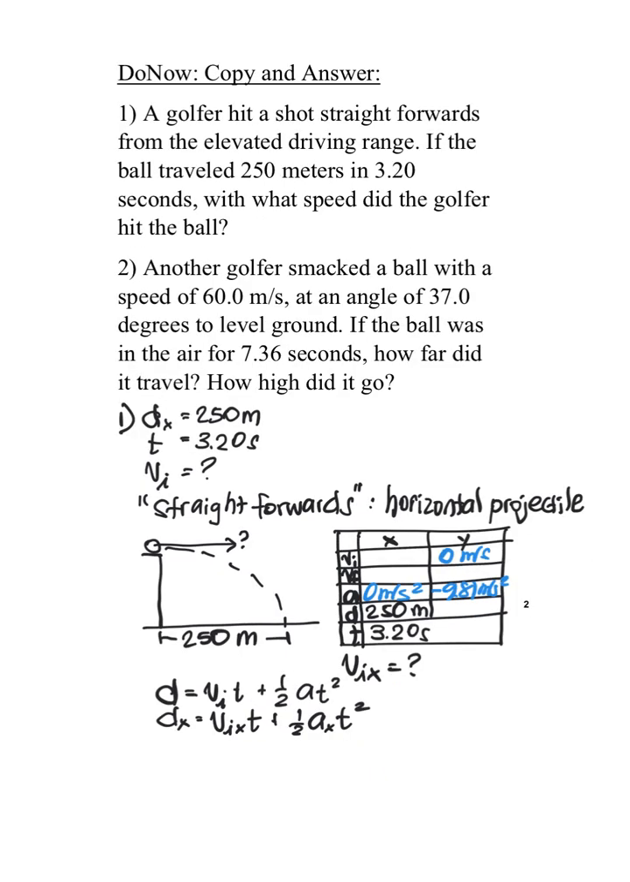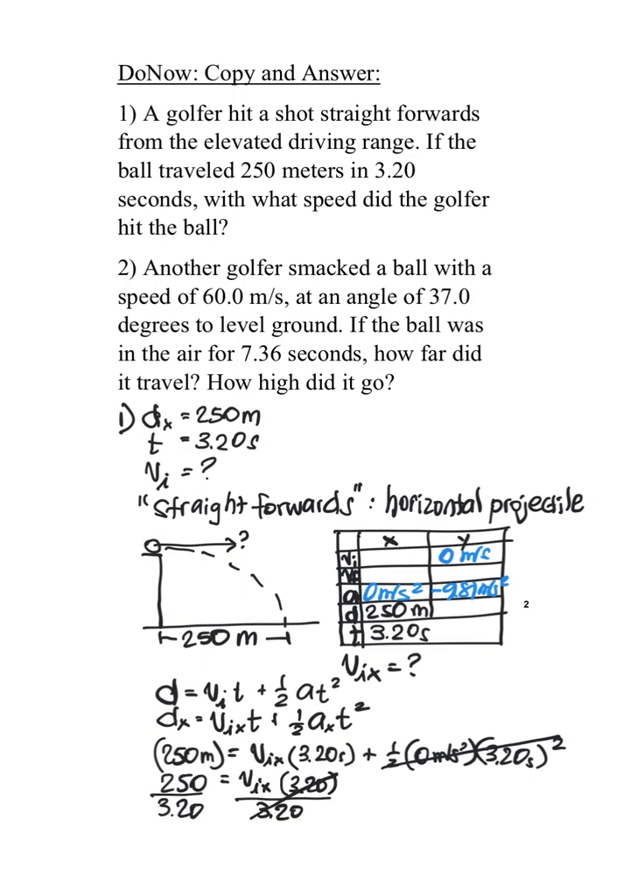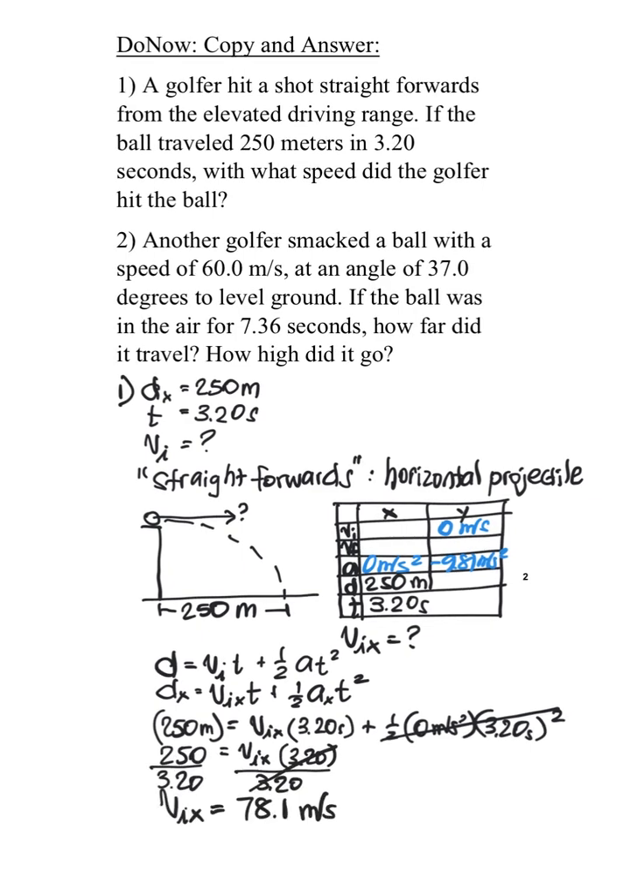So I'm using d = v_i t + 1/2 a t², because I know d, I know t, I know a, and I'm trying to solve for v_i. Substitute with units. The tail end of the expression goes away because we multiply times 0. Divide both sides by 3.2. And I get that the initial x velocity is 78.1 meters per second. And there is my answer. That's pretty fast.